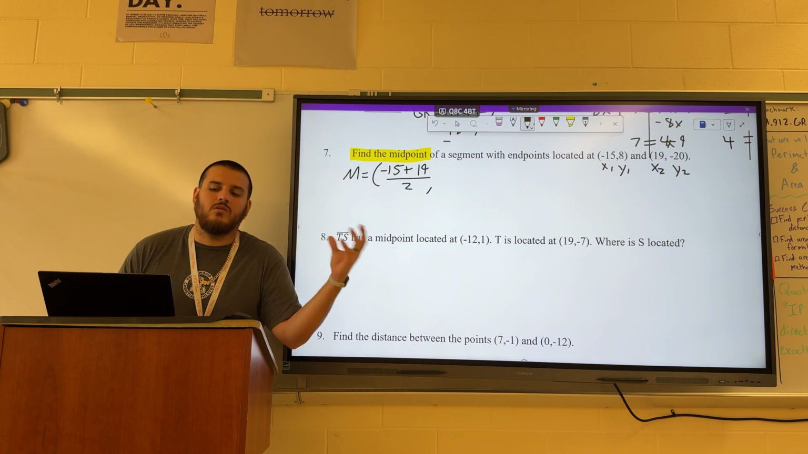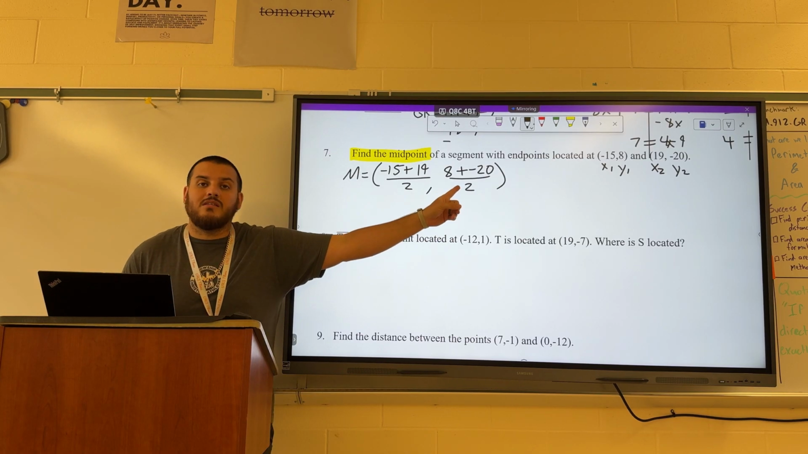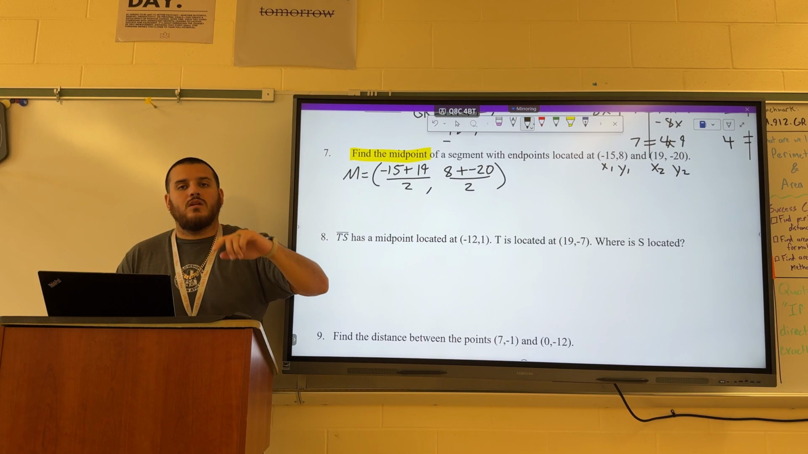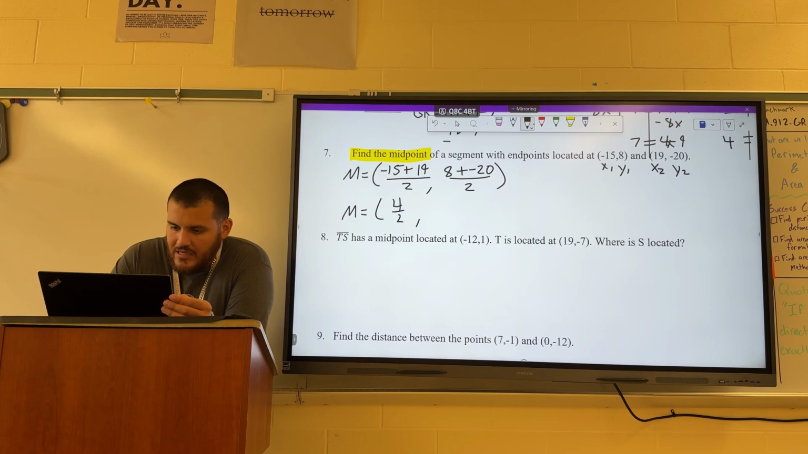That gives us our x coordinate. We do the same thing with our y's. y1 plus y2. I like to write things with the exact signs that my formulas have. So 8 plus negative 20 would be y1 plus y2. From there, we need to add our numerators. So negative 15 plus 19 is 4. 8 plus negative 20 is negative 12.